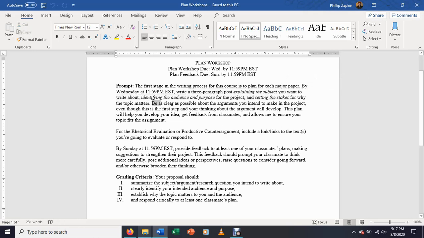You do want to be as clear as possible about what you plan to do in this project, about the arguments you plan to make, etc., because this is the first stage of the process where you're starting to think through this paper. The other reason you want to be as detailed as possible is because this is your first opportunity to get feedback. So you're developing your idea, but then you're also going to get responses from classmates, and I'm going to be looking at the plans that you've posted to make sure that what you're doing is going to allow you to be successful on this project.